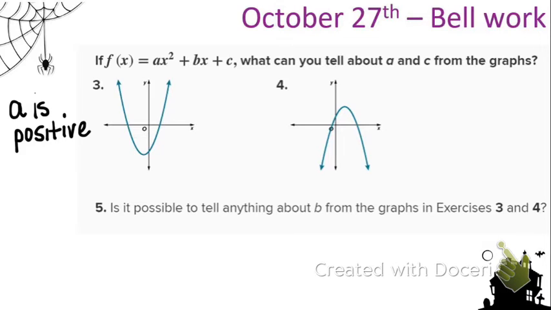And then what do we know about A for number 4? Because this one is a frown. What does that mean about A? A is negative. Good job.